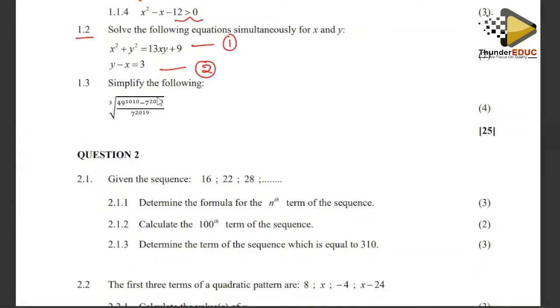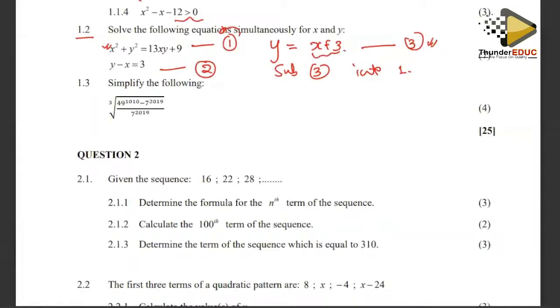So between the two, I see that the first one is more like a quadratic, and then the second one is a linear. So I start with a linear, okay? I'm going to make y the subject, so it's going to be x plus 3. I'll call this equation 3. Then I'll substitute equation 3 into the first equation. Whatever I make the subject should be substituted into the first, not the second, because we've used the second to obtain the third. So where we have y, we're going to replace it with x plus 3.